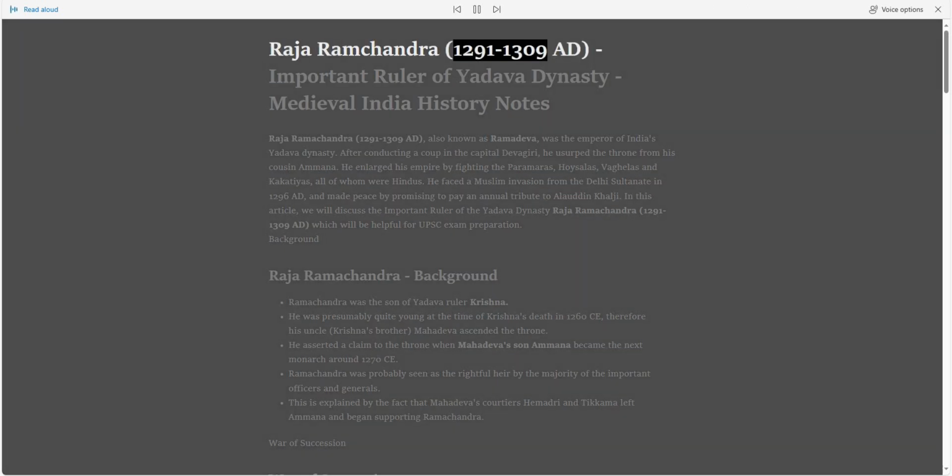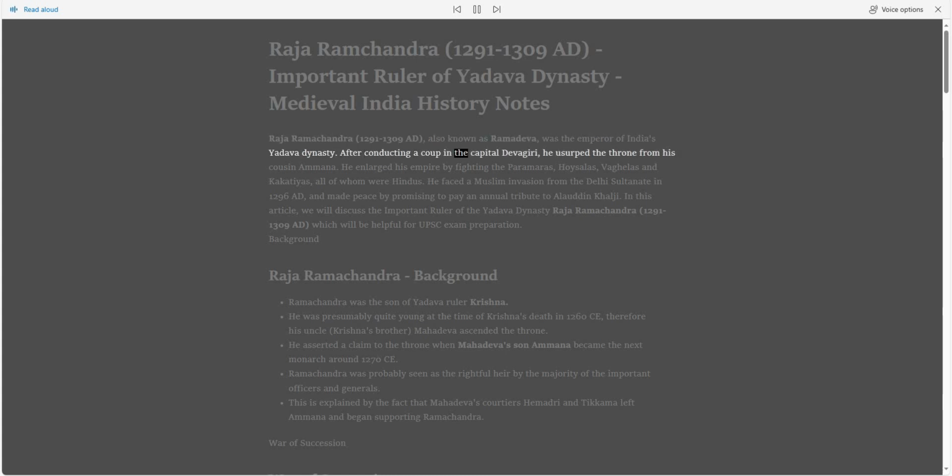Raja Ramachandra, 1291 to 1309 AD, an important ruler of the Yadava dynasty, medieval India history notes. Raja Ramachandra, also known as Ramadeva, was the emperor of India's Yadava dynasty.